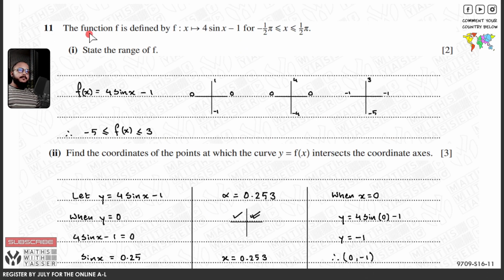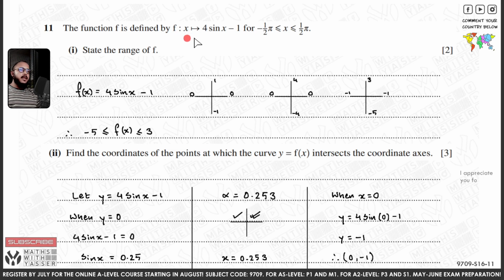Question number 11. The function f is defined by f(x) = 4 sin x - 1, where x lies between -π/2 and +π/2. We need to state the range of f. So this is the function.